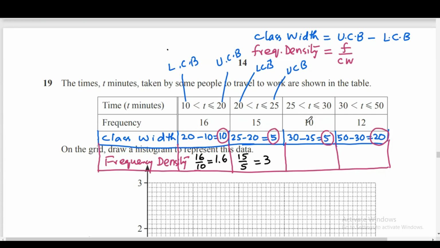In the second last class, the frequency density is frequency over class width, 10 over 5, or you can say 2. And in the last class, the frequency density will be 12 over 20. 12 is the frequency, class width is 20, so 12 over 20 is equal to 0.6.